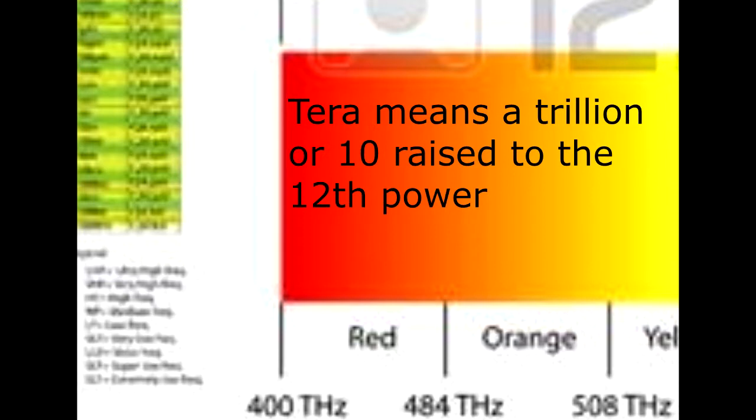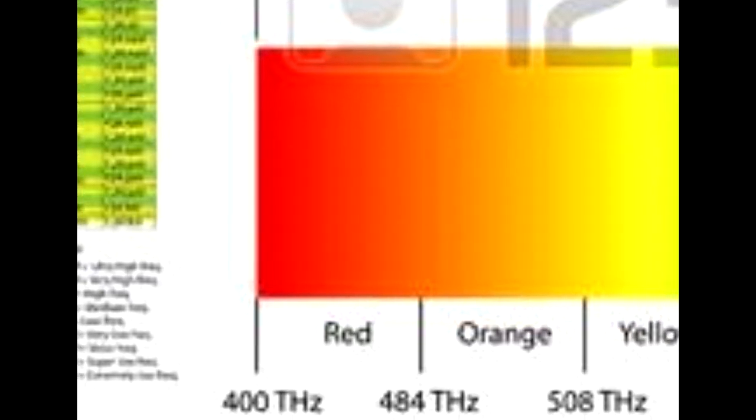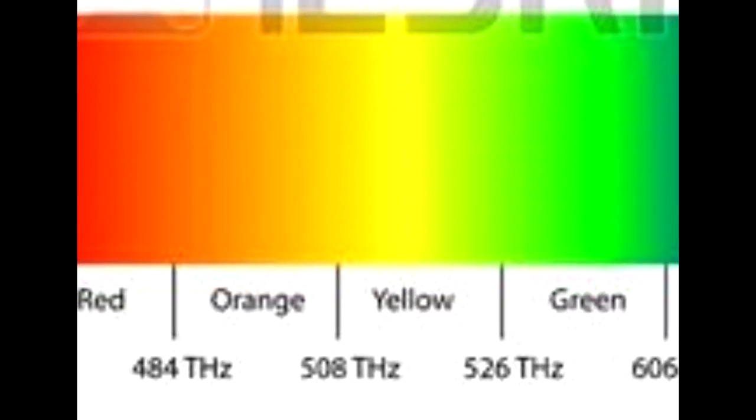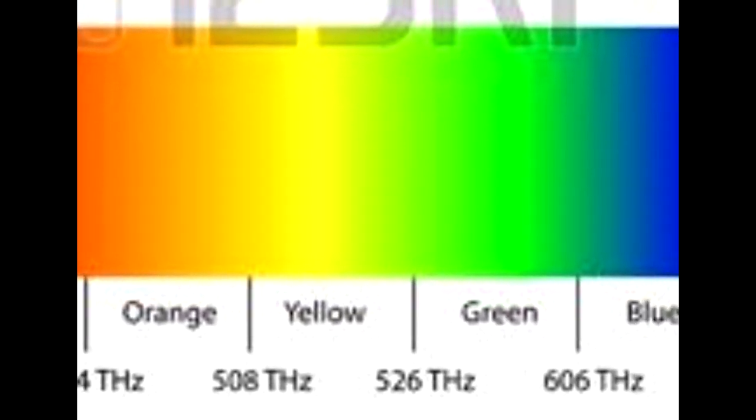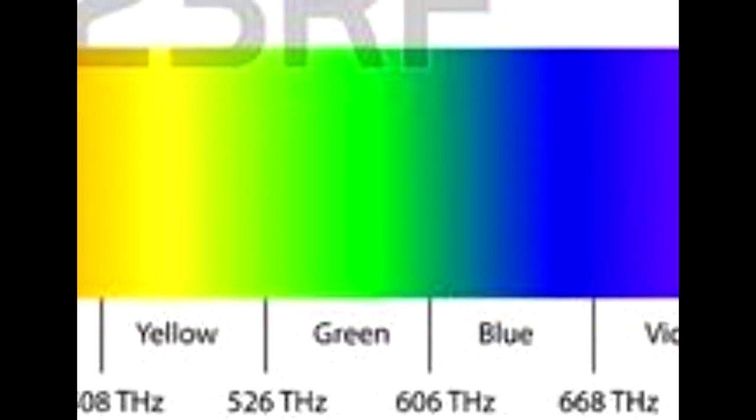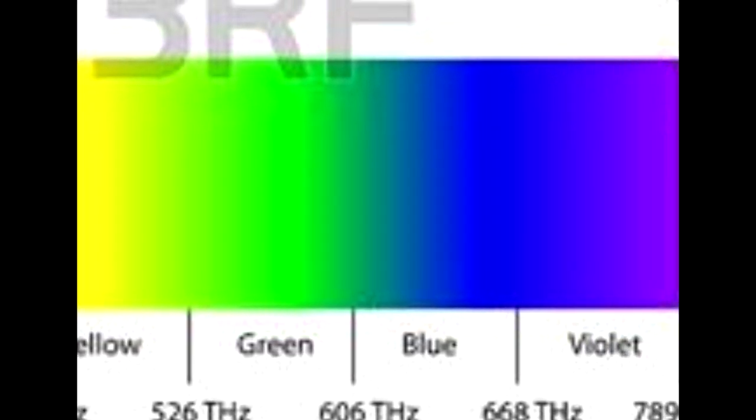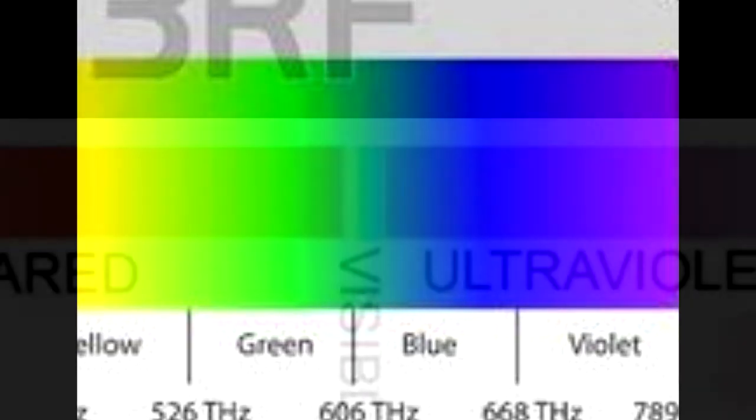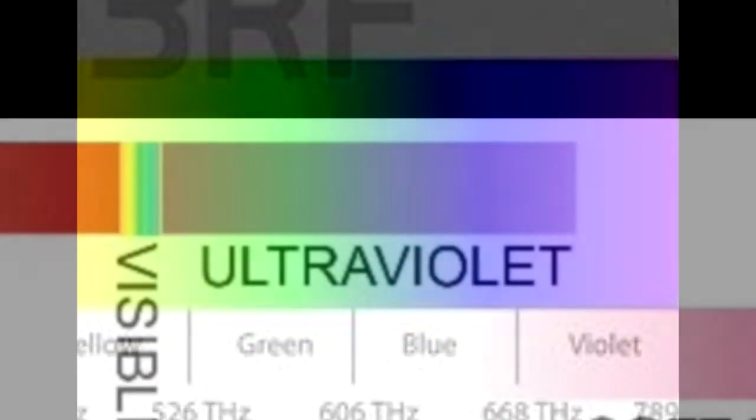Since a trillion is 1,000 billion, we can say that the frequency of red light is 430 terahertz, or 430 trillion cycles per second. The next color in the visible spectrum is orange, at about 500 terahertz, then yellow, green, blue, and violet, which has a frequency of about 700 terahertz. After violet comes ultraviolet light, which has a frequency of about 1,000 terahertz.